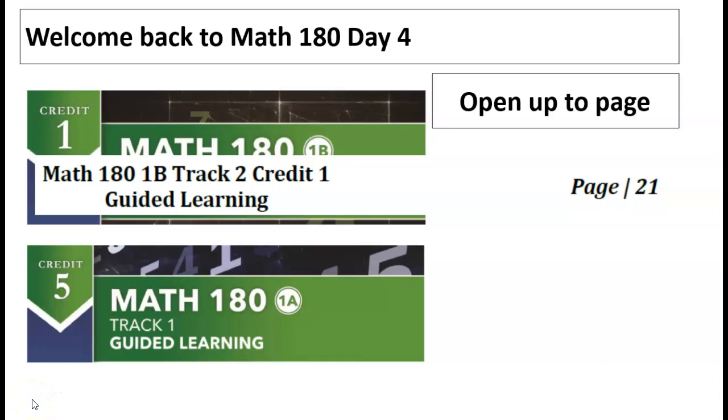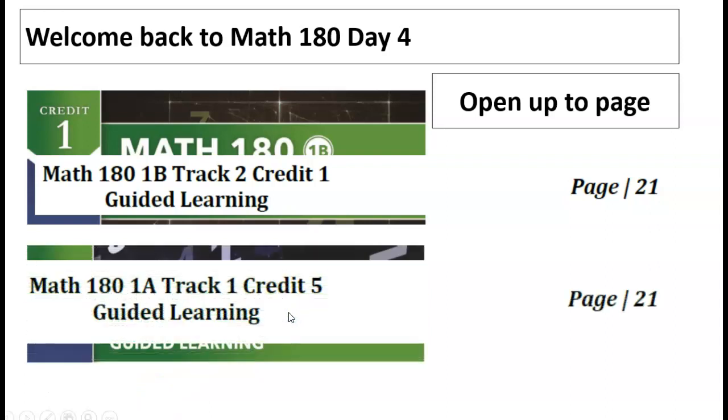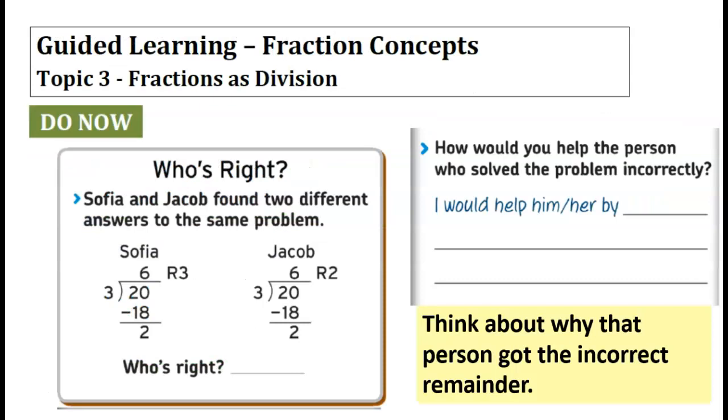Again, today we'll be going over topic 3 in your credit, depending on where you're starting. Either track 2, this is 1B of Math 180, and it'll turn to page 21, or you'll be doing credit 5 if you're starting on track 1. It's the same material, and as you can see, it's also the same page. So no matter what track you're starting in, whether it's track 1 or 2, Math 180 1B credit 1 or Math 180 1A credit 5, it's the same material we'll be going over today. So make sure you're on that page because we're going to start right now with the do now.